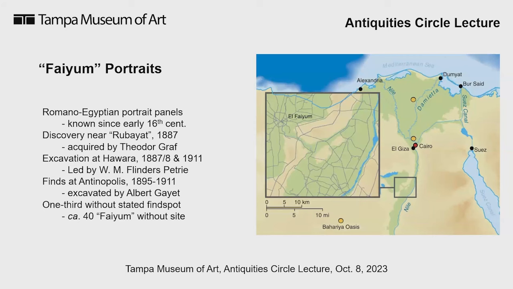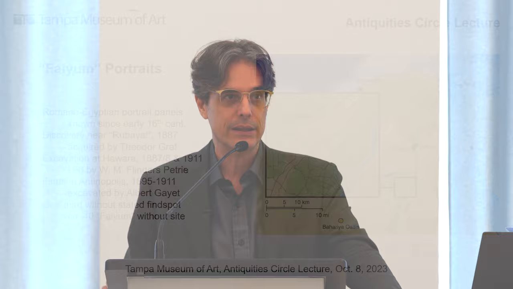And exactly at the same time, the famous Egyptologist and archaeologist Flinders Petrie also excavated in the Fayum at the site that he called Hawara. That's also a modern Arabic name, but that's a cemetery that belongs to a city called Crocodopolis, the city of the crocodile. And then a little later, a French archaeologist excavated a great number of pieces in Antinopolis, which is in the middle of Egypt.